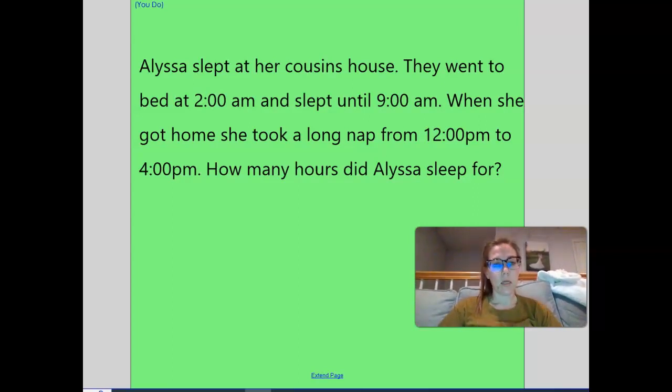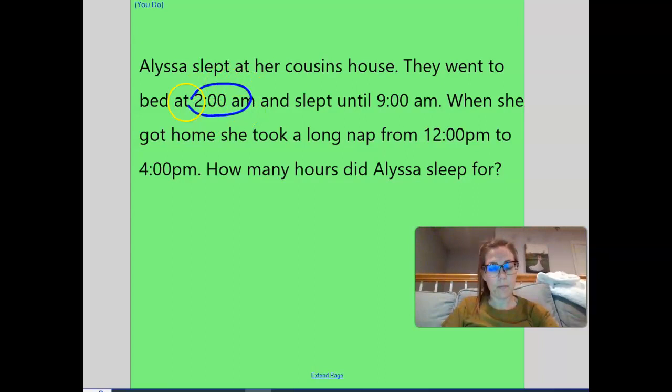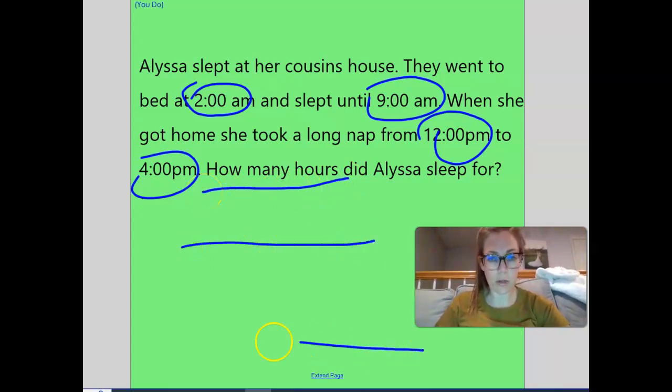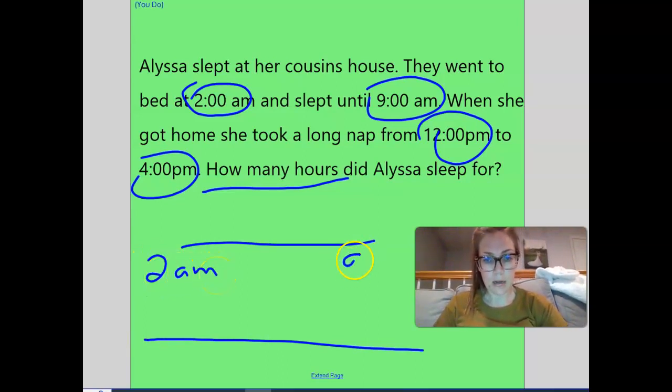Okay, let's see. Alyssa slept at her cousin's house. They went to bed at 2 a.m. and slept until 9 a.m. When she got home, she took a long nap from 12 p.m. to 4 p.m. So she slept 2 different times. How many hours did she sleep for? So we got 2 graphic organizers starting at 2 a.m., ending at 9 a.m. 2 plus, I'm going to do a 3 jump. 2 plus 3 is 5 a.m.